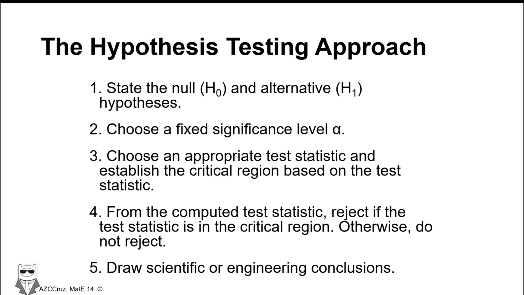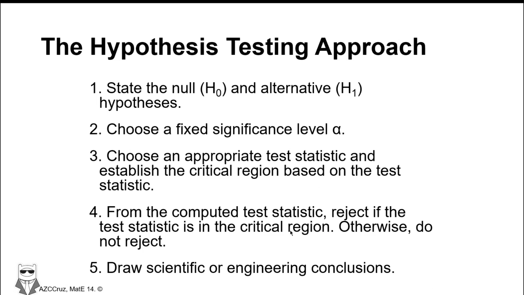So I'm not entirely sure which side I am on, but when I do experiments, I usually use p-values, instead of the significance level alpha. Okay? So we choose an appropriate test statistic and establish the critical region based on this test statistic.